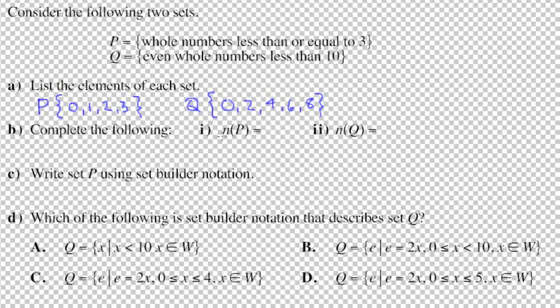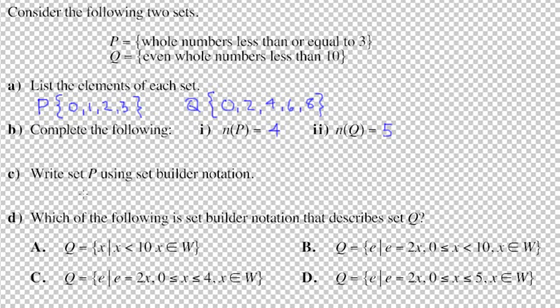Now, n of P, this little symbol means the number of elements in P. So how many members does P have? 1, 2, 3, 4. The number of elements in set P is 4. The number of elements in set Q is 1, 2, 3, 4, 5. It has nothing to do with what the elements are, just how many members does this club have.